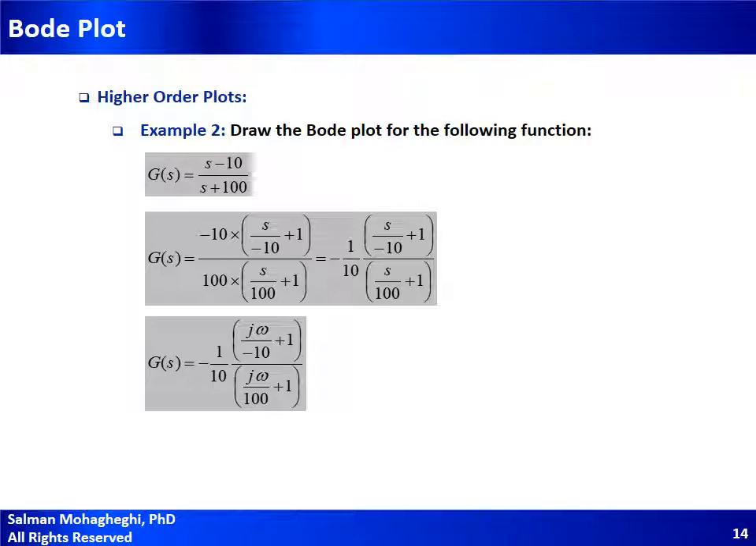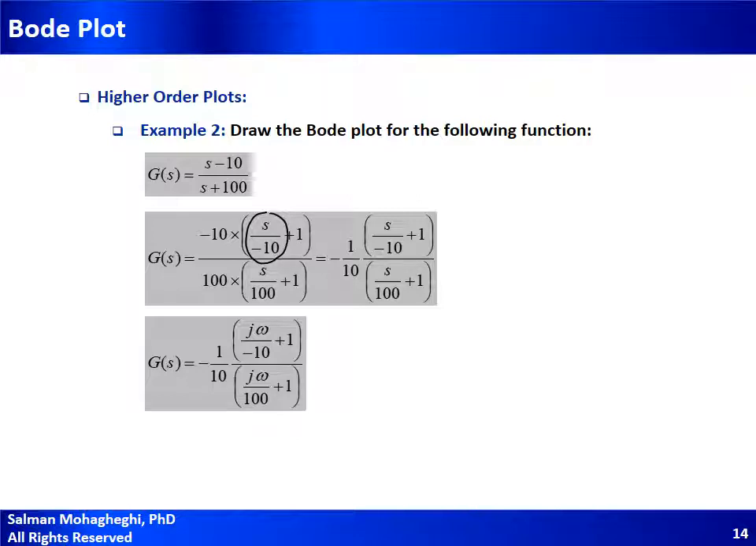I multiply it by negative 10 and divide it by negative 10. So I would get negative 10 times s divided by negative 10 plus 1. That's the standard form. I do the same thing for the denominator. I get 100 times s divided by 100 plus 1. I can simplify this by dividing that negative 10 by 100, so I get negative 1 over 10. That negative 0.1, that's essentially the DC gain of my system.